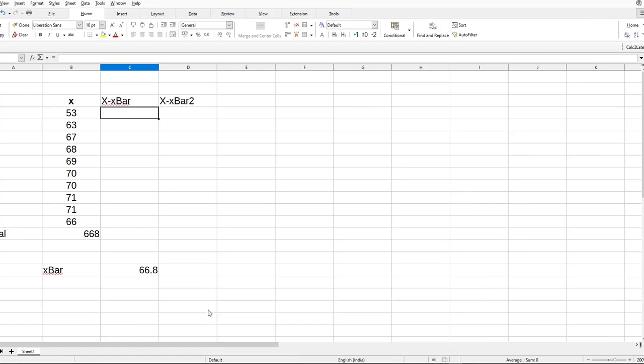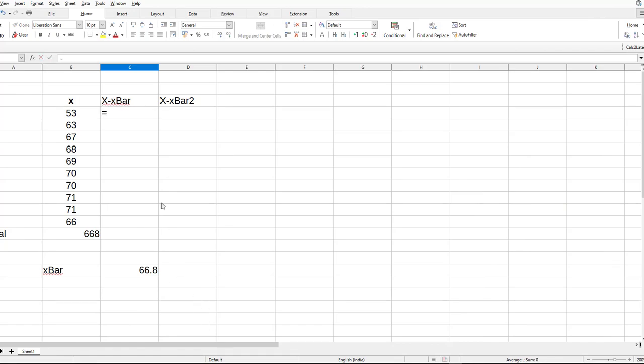Now what is s square? The formula for s square is 1 by n minus 1 summation x minus x bar whole square. So for calculation of s square, we will need the difference of every x with their arithmetic mean. Then we will have to square it, right? And finally the sum should be divided by n minus 1, right? So let's first try to find out this value, summation x minus x bar whole square, using this calculation.